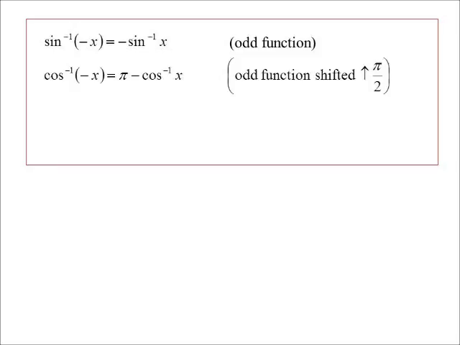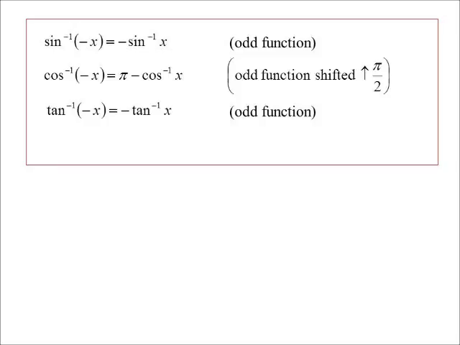Cosine, odd or even? No. But if you were to shift it pi on 2, you could create an odd function. Right. And so that's where this relationship comes up with the pi minus inverse cos. So you've got an odd function shifted up pi on 2.